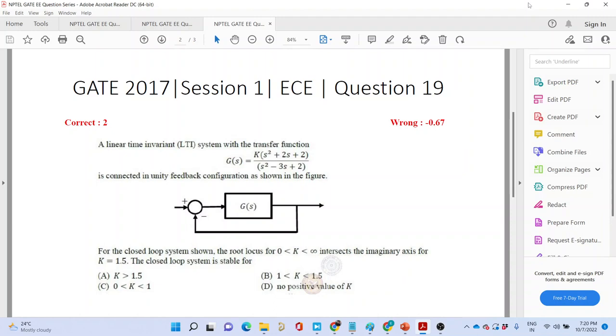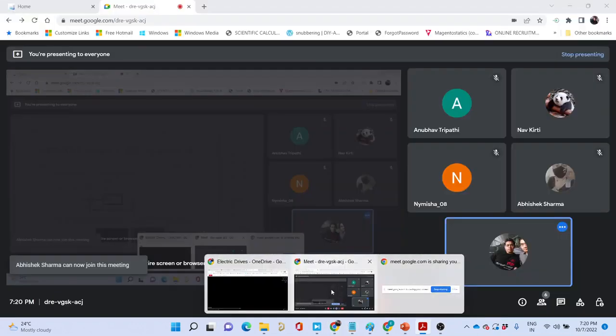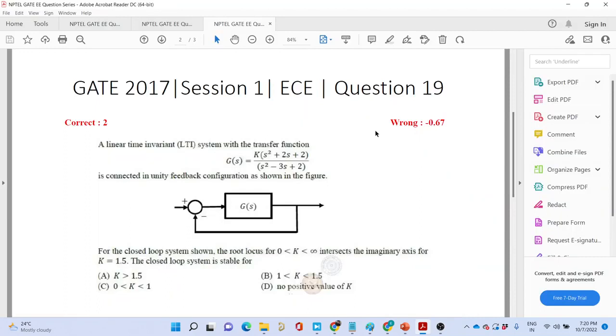Option A. Who is saying that? That is Sadat, right? Who is that? Abhishek. Okay. So option A. Anubhav? Yes, sir, I'm doing it right now. Yes, sir, A. Okay. You are correct. A is the correct answer.